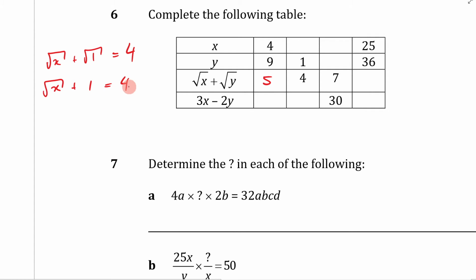1 plus what is equal to 4? You know that this has to be 3. 3 plus 1 is equal to 4. Therefore, what has to be in my x spot to get 3 here? It has to be 9. The square root of 9 is 3. So that means 9 is going to live there.